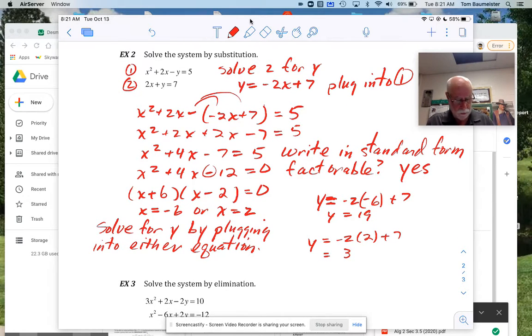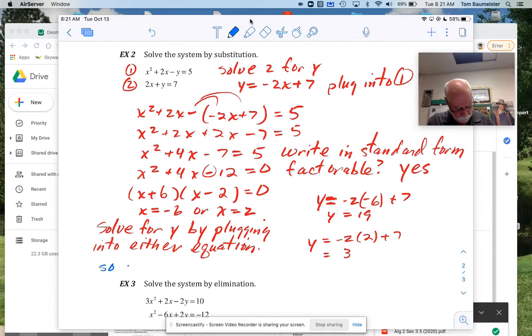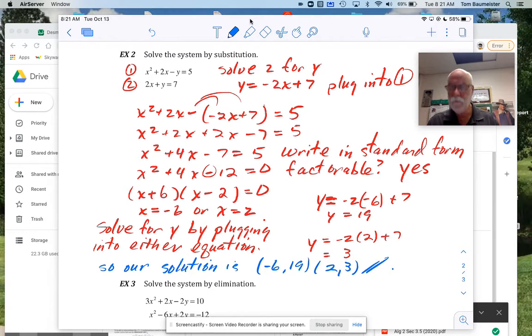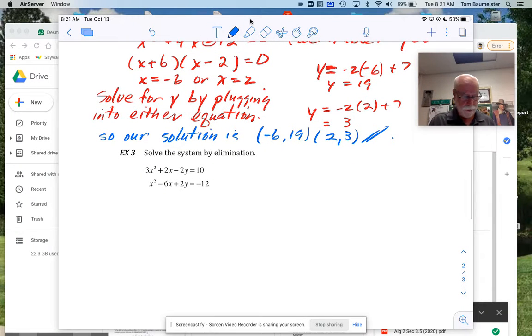So again, our solution, let me change color, is, again, write it as an ordered pair, -6 and 19, and 2 and 3. Okay. And then finally our last one there, solve the system by elimination.